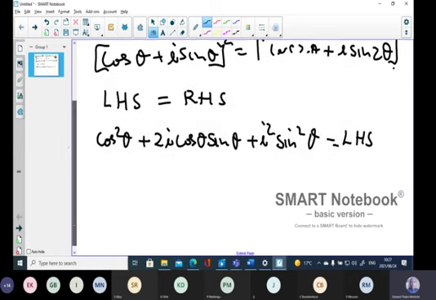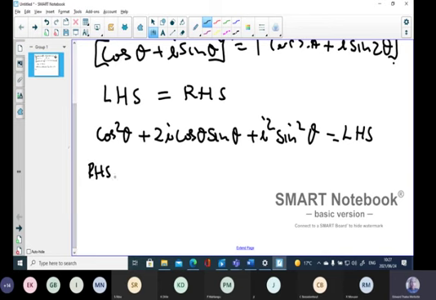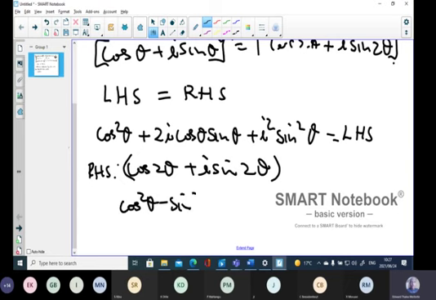Now let's look at the RHS. For your RHS, we have to borrow from what we call the compound angle. We have cos 2 theta plus i sine 2 theta. So from my knowledge of trigonometry, the first one I can write as cos squared theta minus sine squared theta plus 2i sine theta cos theta. And that's it.